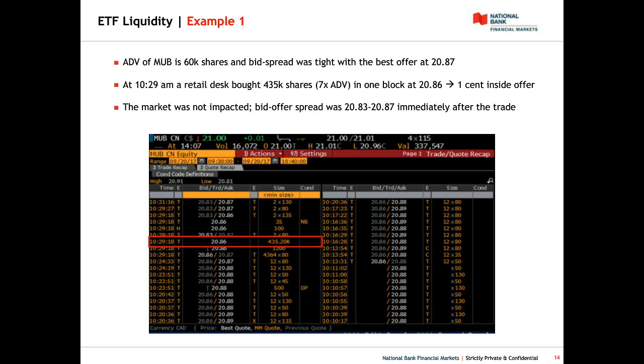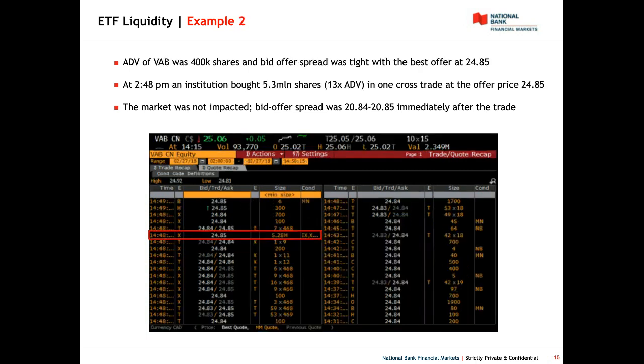Now, for a stock, if you tried to trade 7 times average daily volume, there would have been massive price impact, and it would have taken you much longer to complete the trade, if at all. But in this case, right after the trade, if you look above the red rectangle there, you'll see the quote remained at 20.83 to 20.87, and the market was not impacted at all. So the point here is that average daily volume really was irrelevant.